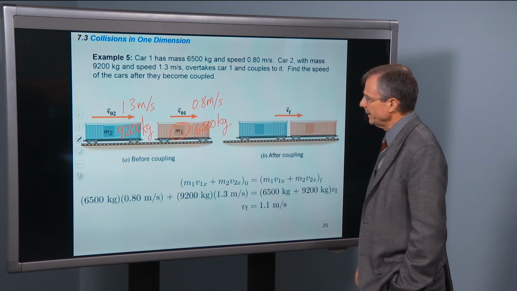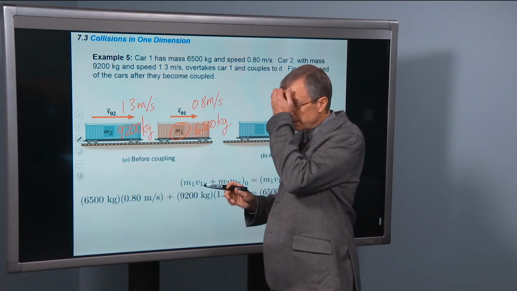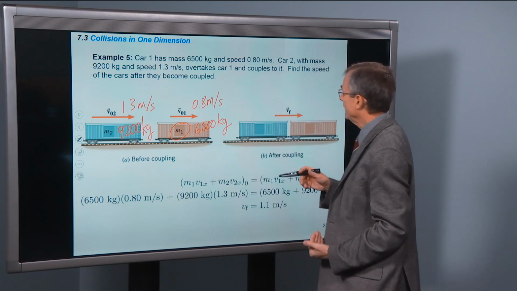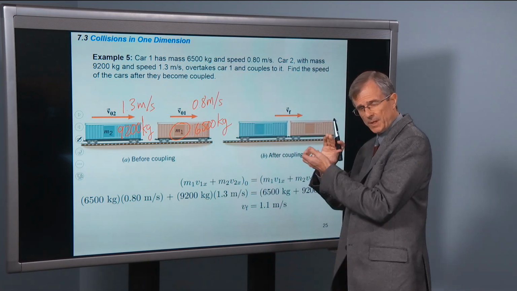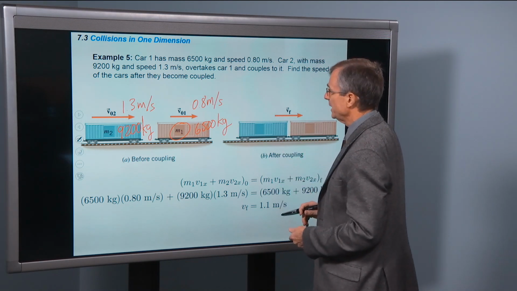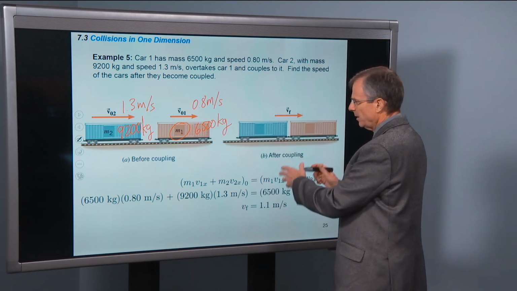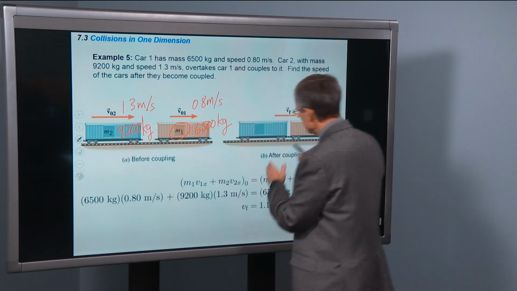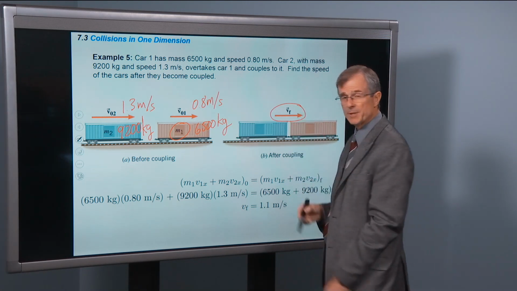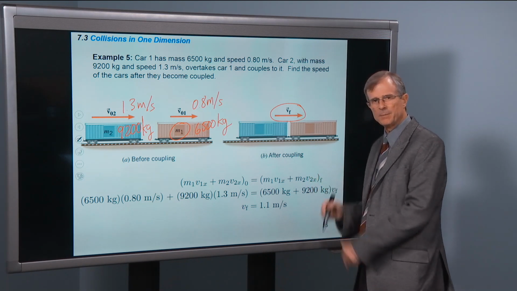overtakes car 1. So car 2 is traveling faster than car 1. Car 2 overtakes car 1, and then it couples to it. Those little latches between the cars connect, and we find out the speed of the cars after they become coupled. So this is before the coupling, and this is after the coupling when they're traveling along together at a common final velocity. Both of them are moving at the same velocity.